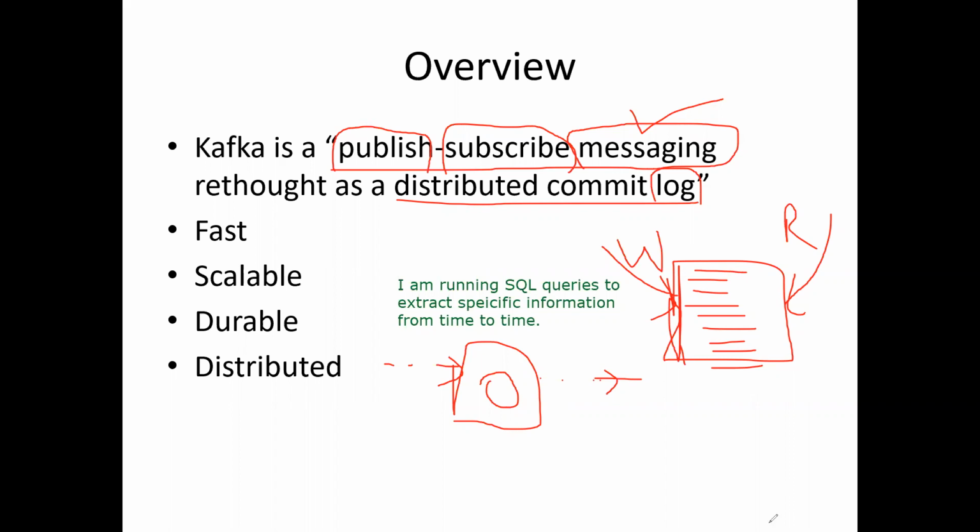But the difference between Kafka and this commit log is the difference of actually distribution. That is the difference. The point is that this Kafka system that we see here is not running on one machine.